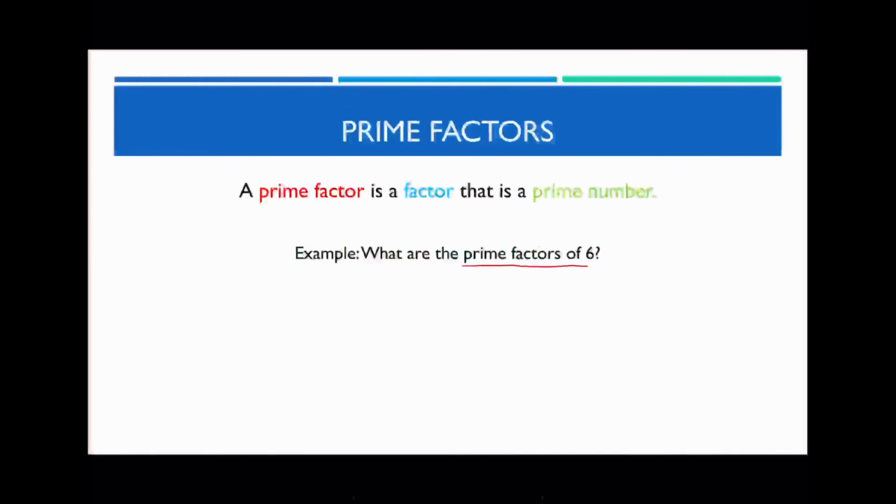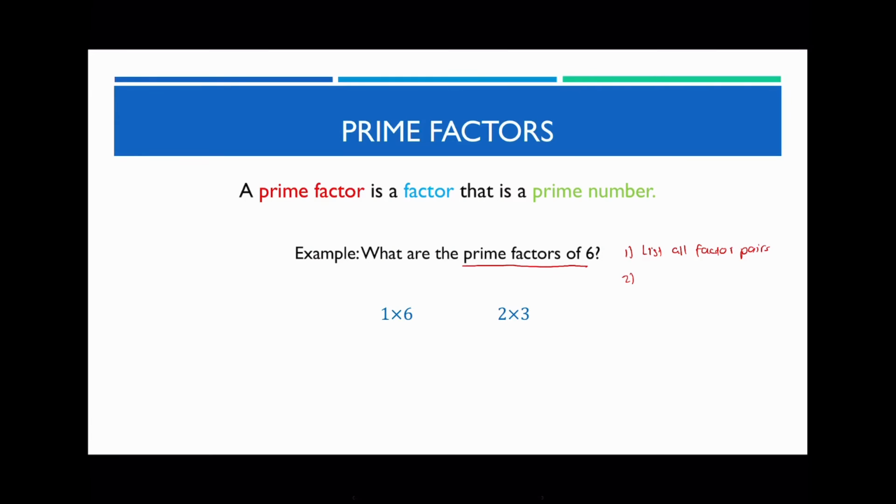So the first step is we're going to list down all factor pairs of the number. What 2 numbers multiplied with each other give you the answer of 6? In this case, you would agree with me that 1 and 6 are a factor pair, and 2 and 3. These are all the factor pairs of the number 6.